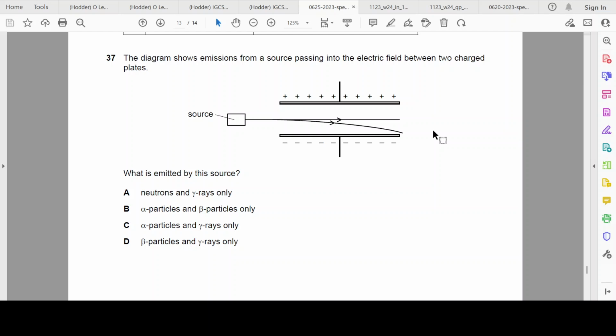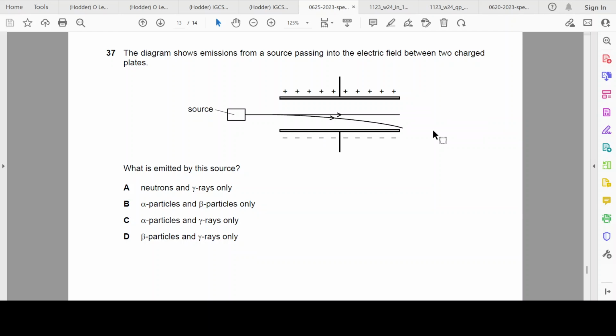In beta decay, a neutron is converted to a proton and an electron. The proton stays inside the nucleus, so it's not emitted. The electron, the high energy electron, is what's emitted, which is the beta particle. Okay.